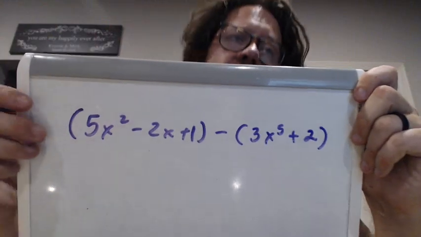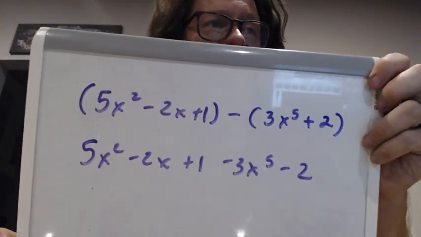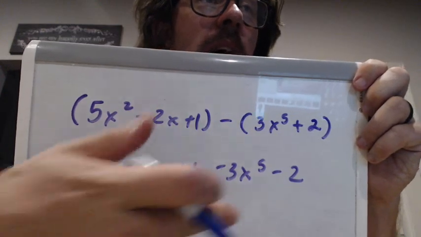So just like any other thing, if you're subtracting this, you got to distribute the negative. So you have 5x squared minus 2x plus 1 minus 3x to the fifth minus 2, something like that, you see? And all we're going to do is put like terms together. So if you go through this and put like terms together, that negative 3x to the fifth has no like terms, right? So we got negative 3x to the fifth.